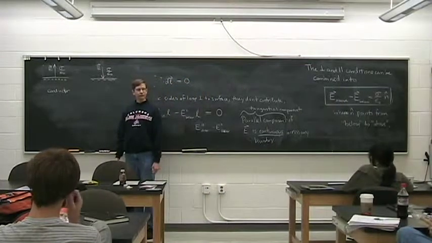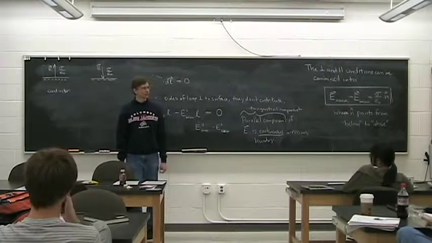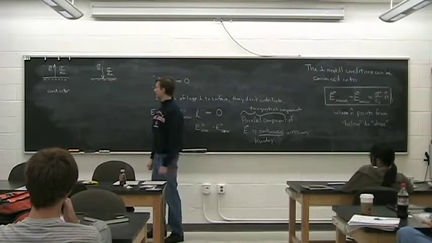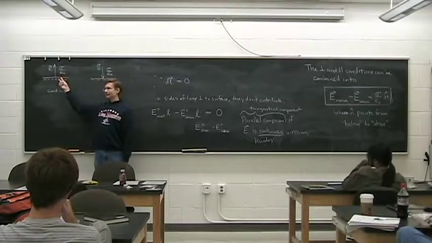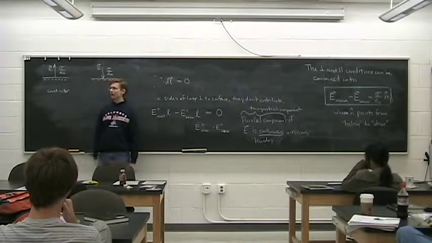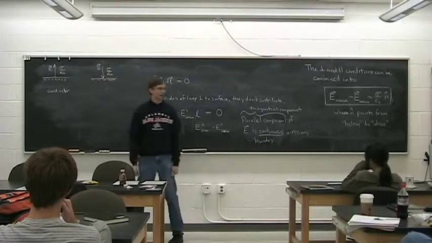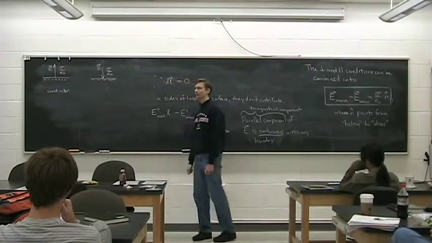So the electric field at the surface of the conductor is in magnitude equal to sigma over epsilon naught, and it points outwards if it's positively charged and inwards if it's negatively charged at the surface of the conductor.